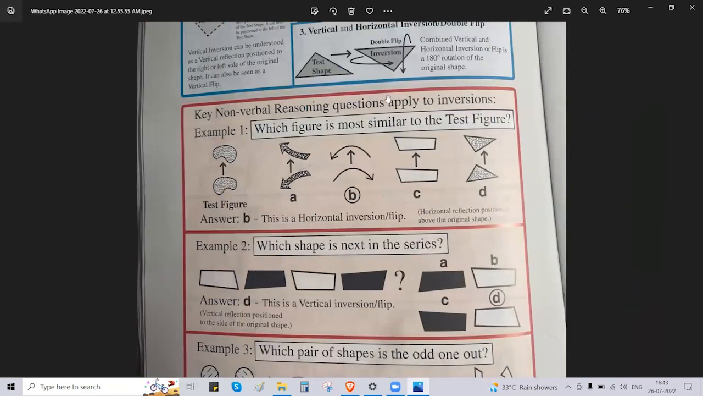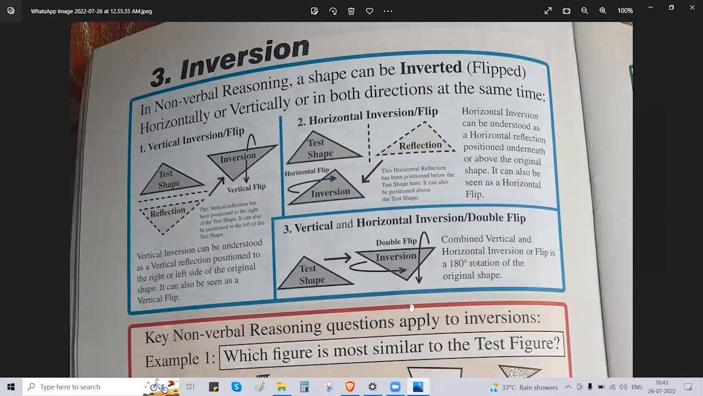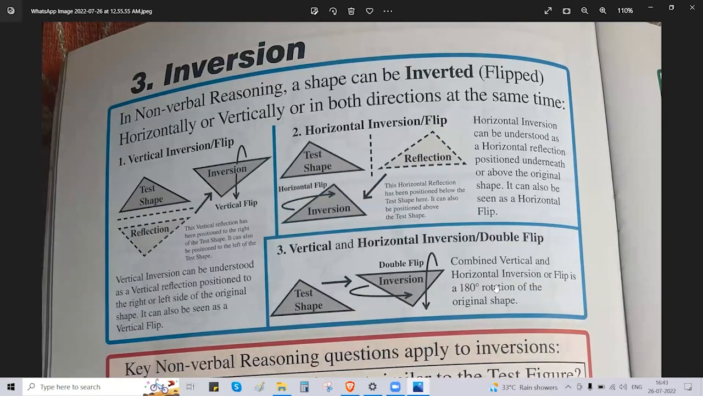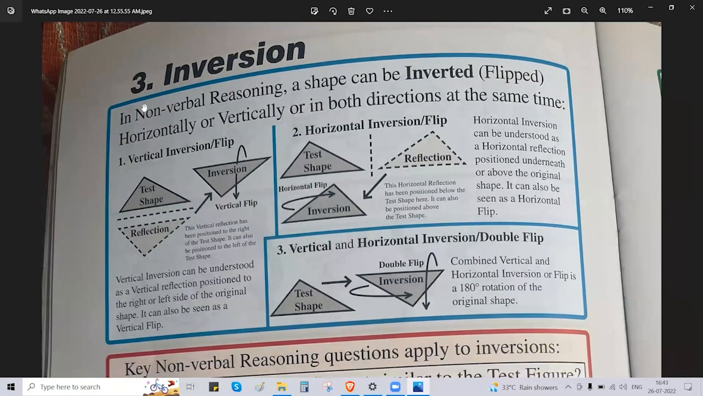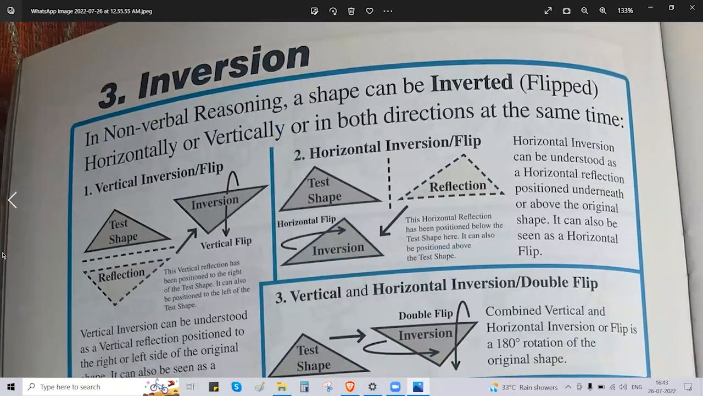Now we are going to talk about inversion. Whoa, that looks complicated. It's actually not. Only the word is complicated. Please read the first two lines. It says in non-verbal reasoning, a shape can be inverted, flipped, horizontally or vertically, or in both directions at the same time. Yes. Before getting into the details, first of all, tell me what is horizontal and what is vertical.